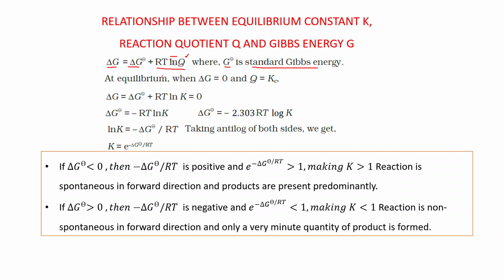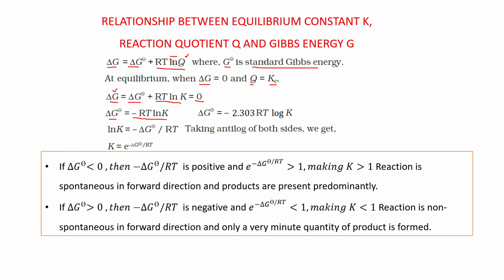Okay. At equilibrium, when delta G is equal to 0, then Q will be equal to Kc. So we can write delta G is equal to delta G standard plus RT ln K, and this is equal to 0. That is, delta G is equal to 0. So we can write delta G standard is equal to minus RT ln K.